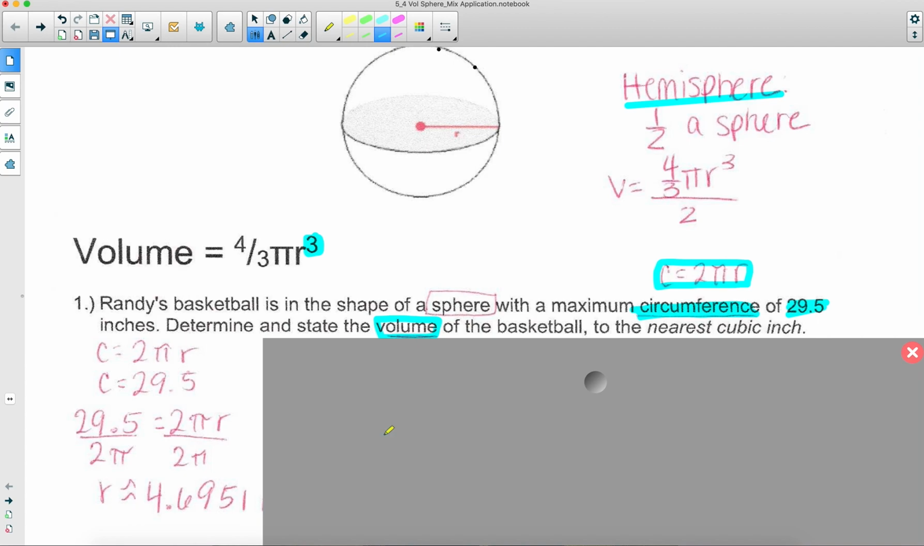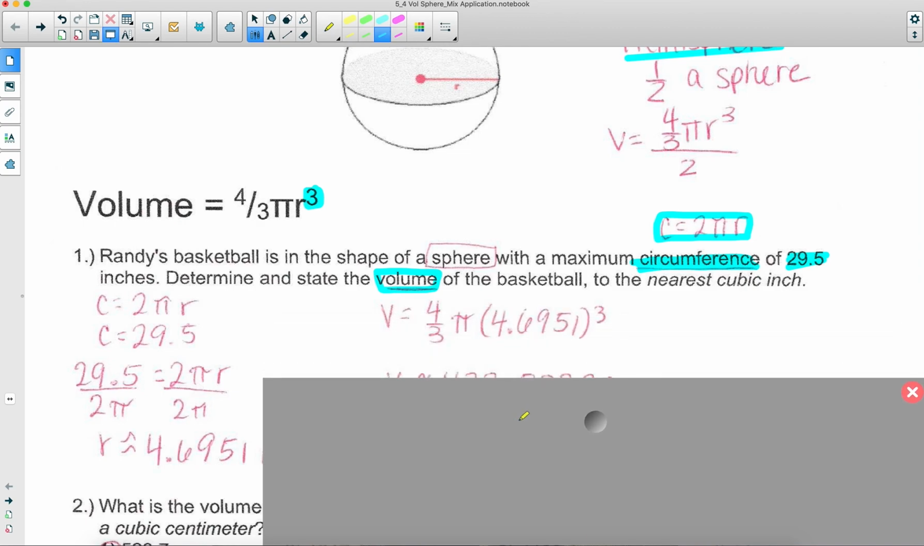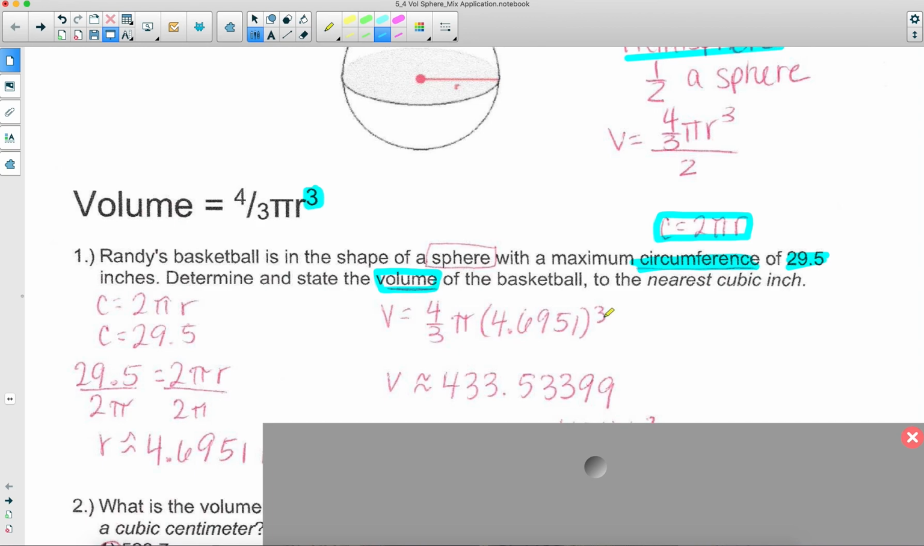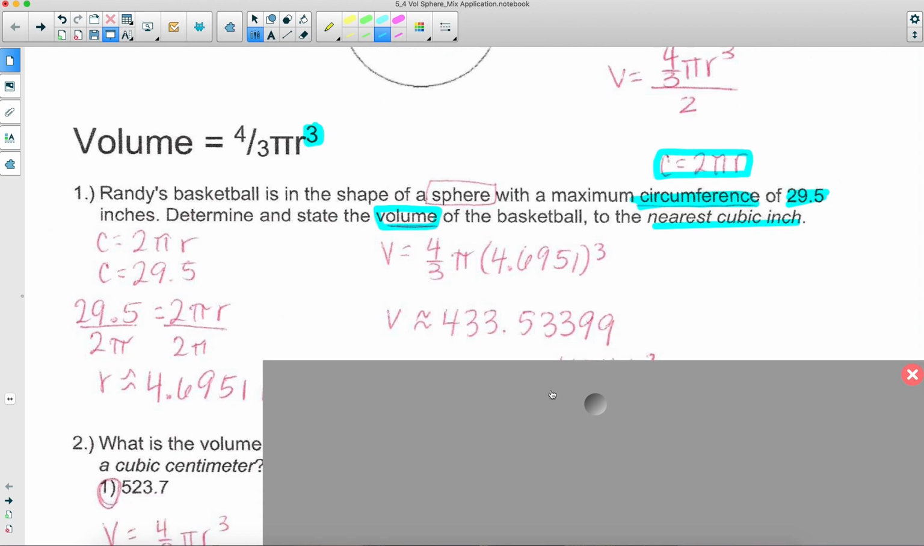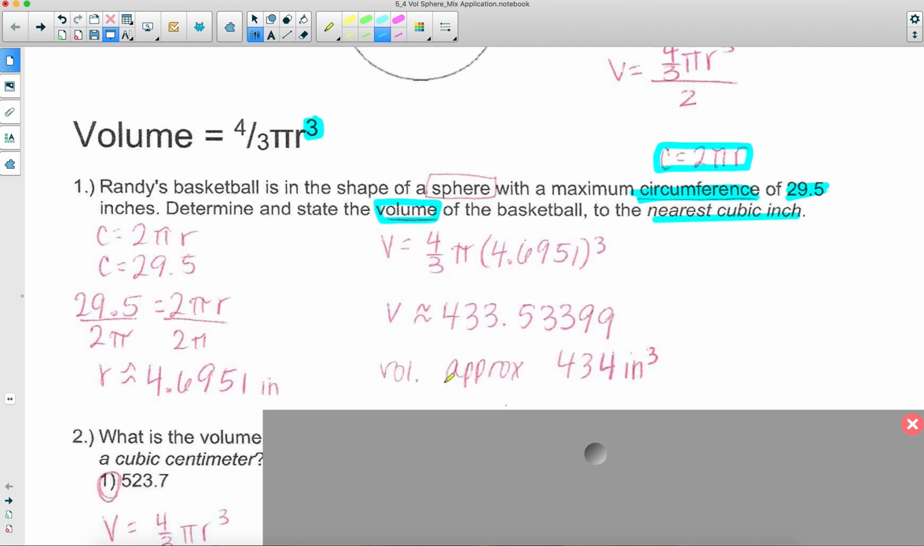I'm going all the way out because at the very end we're rounding to the nearest cubic inch, so I want a bunch of decimal places after the whole number. Now that I have my radius, I'm going to write down my volume formula and substitute in. Volume is 4/3 pi r cubed. So I do my r cubed. I put everything into my calculator because I'm rounding to the nearest cubic inch, not leaving it in terms of pi. And we have approximately 434 cubic inches.